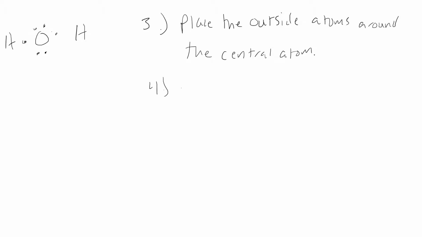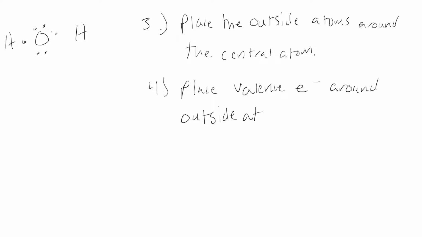Number 4: place valence electrons around the outside atoms. There are about 10 of these rules, and we're really going to mainly focus on roughly 7 or 8 of them.